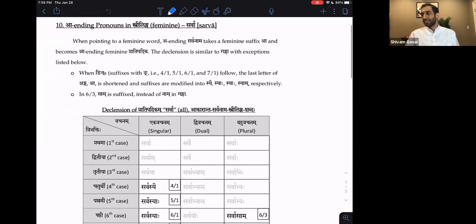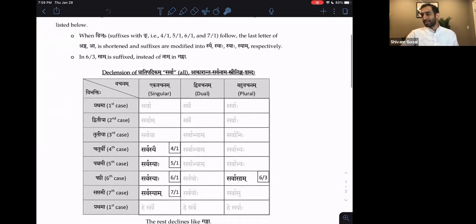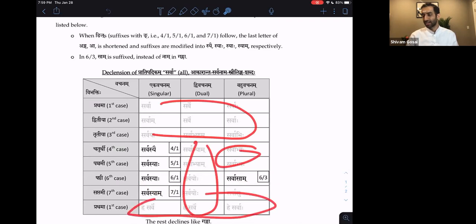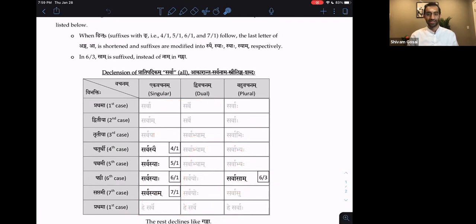All of this in the top is not really that important. What we can see is that they want to point out that 4-1, 5-1, 6-1, and 7-1 are different than Ganga. And this 6-3 is going to be different than Ganga. The rest follow the same format as Ganga, except for these 5 right here.